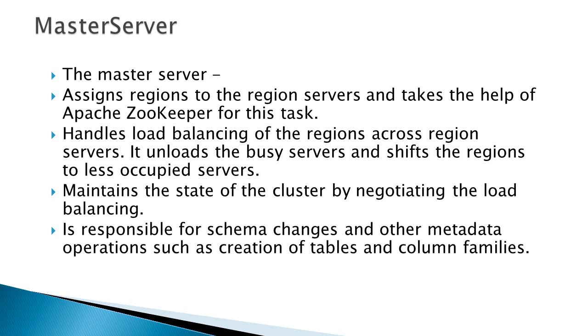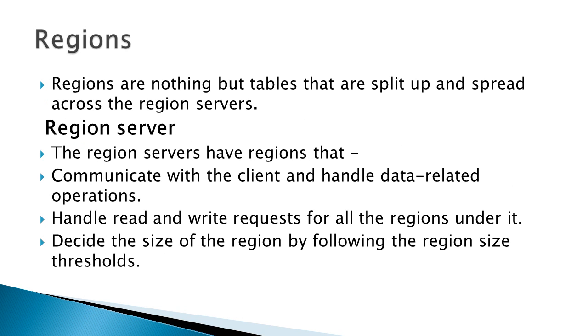These are the working principles of the master server, or you can say the work culture of the master server. Next is the region server. Regions are nothing but tables that are split and spread across the region servers. The region server communicates with the client and handles data related operations, handles read and write requests for all the regions under it, and decides the size of the regions by following the region size threshold, which is by default, I think, 4.